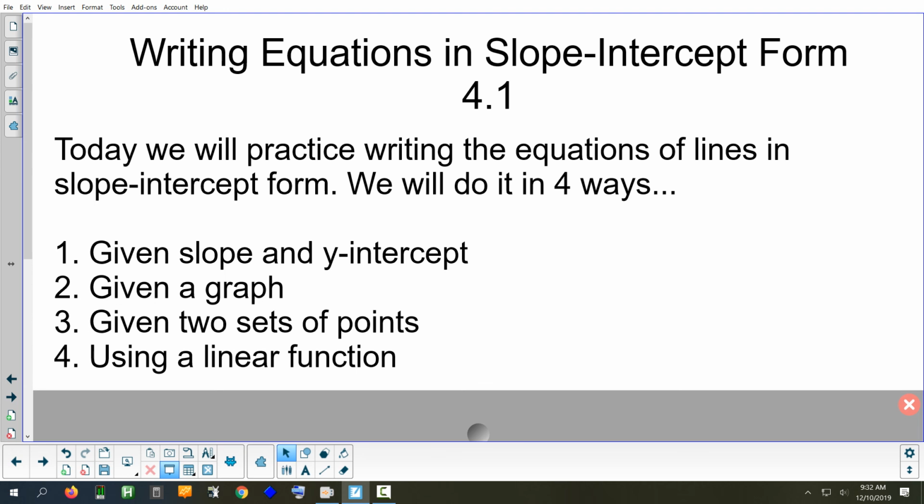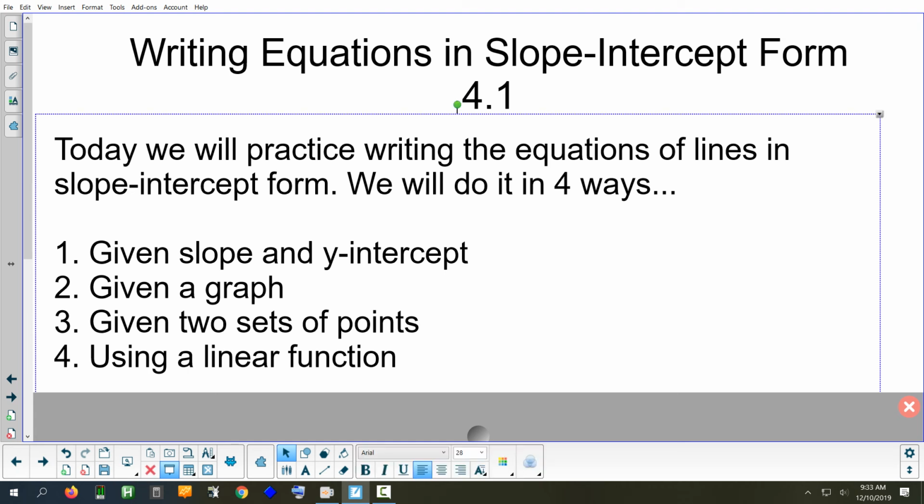Now, this is just a preview of what we're going to do. When we're writing the equation of lines, there are 4 different kinds of problems you can have. I have to give you some information. If I want you to write an equation, I have to tell you something. I can tell you what the slope and the y-intercept are. That's probably the easiest one.